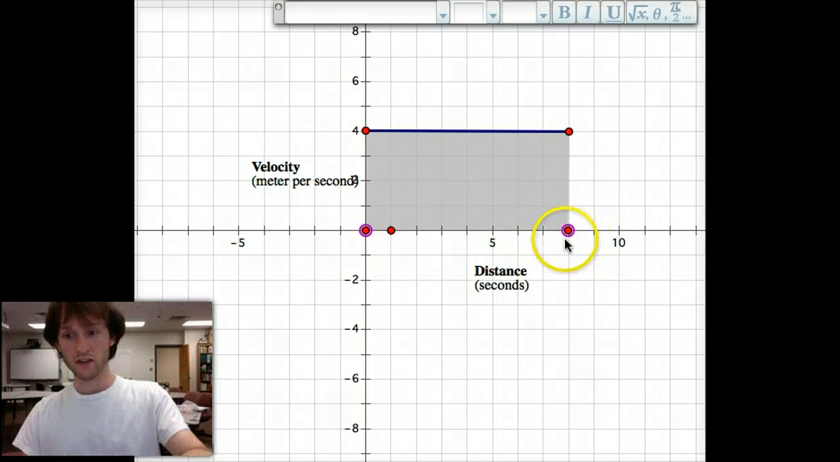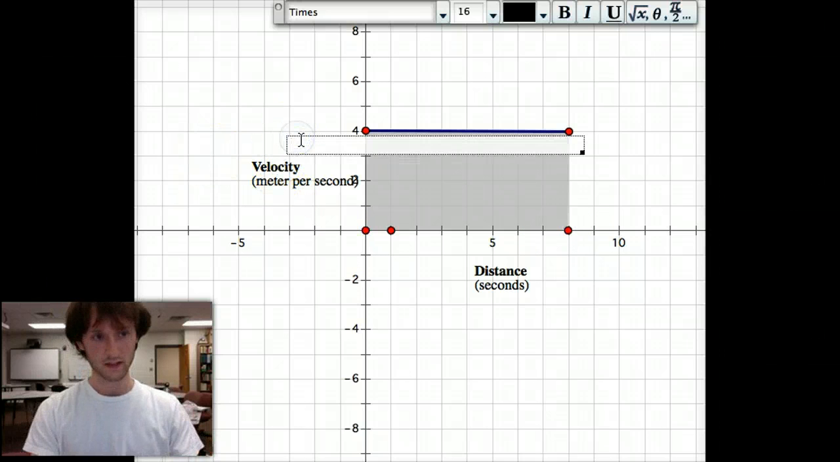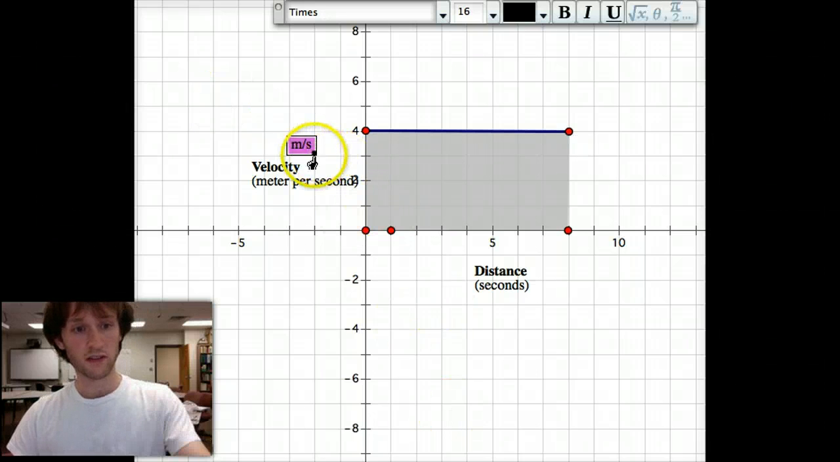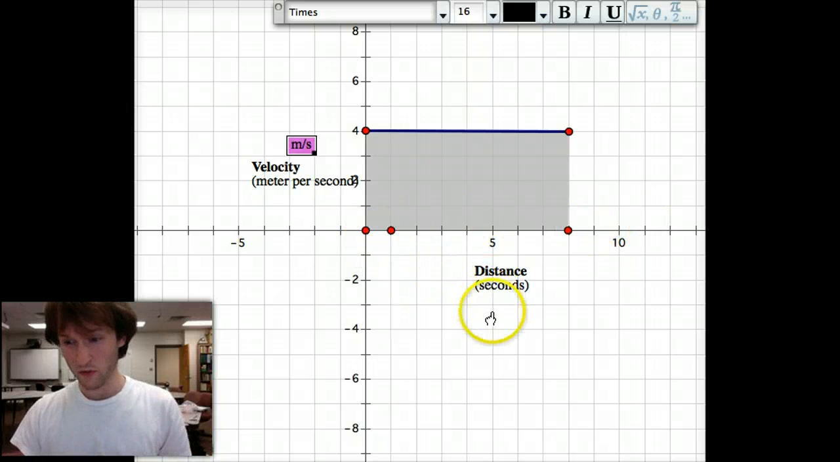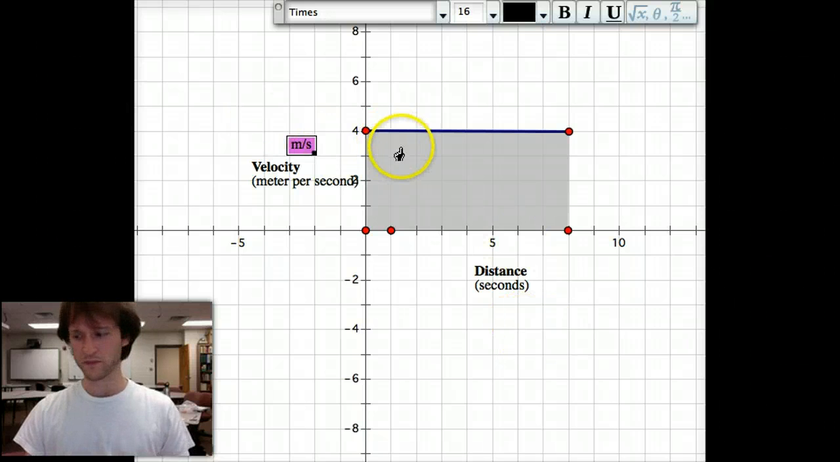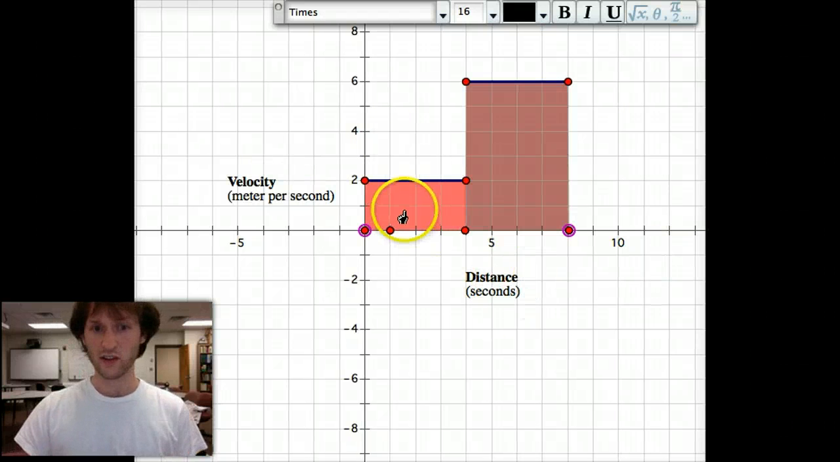And it's very interesting. Another thing you'll notice is that if we have meters per second here, then if you multiply the height and the width, you actually just get meters, which is exactly what we'd expect, isn't it? Isn't that nice that you can use that as a check? That's actually pretty crazy.